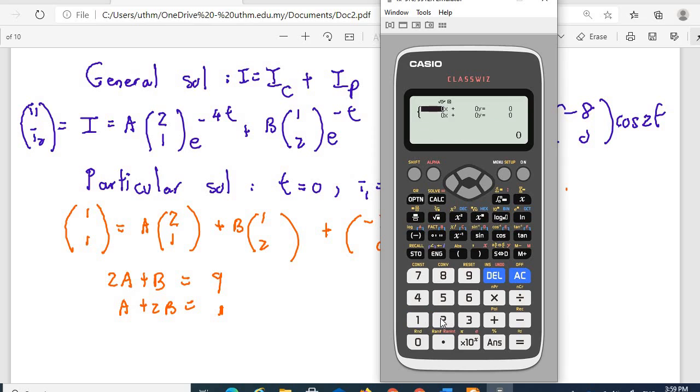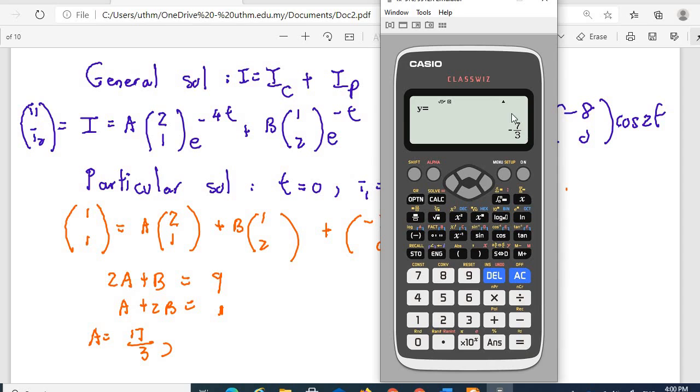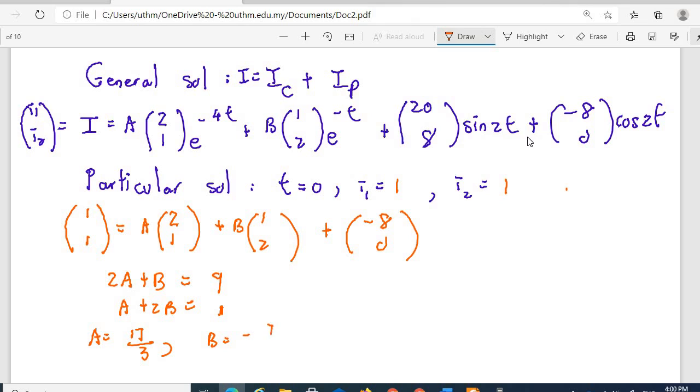The simultaneous equation now is 2 unknowns. So key in the coefficients for A and B, which will be x and y in the calculator. 2, 1, 9. And then 1, 2, 1. So I get x, which is A, 17 over 3. And then B is the y, negative 7 over 3.